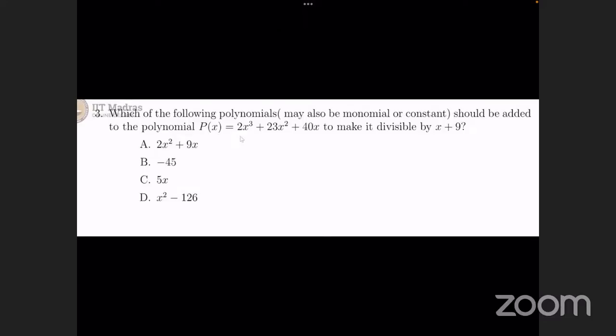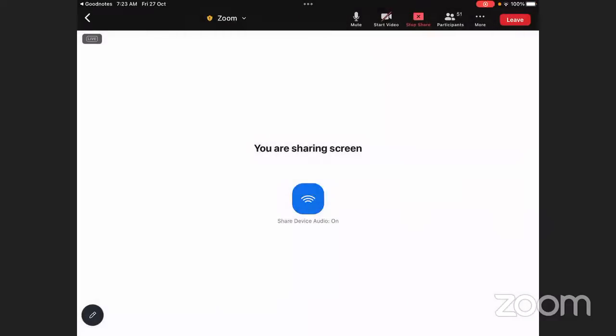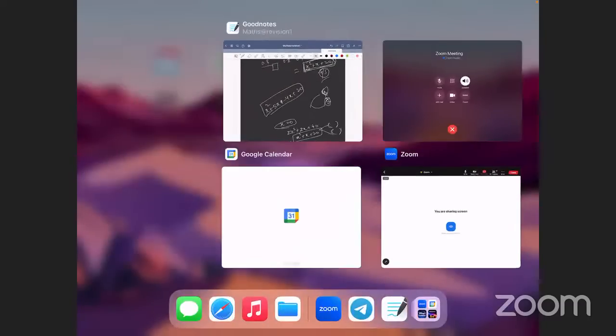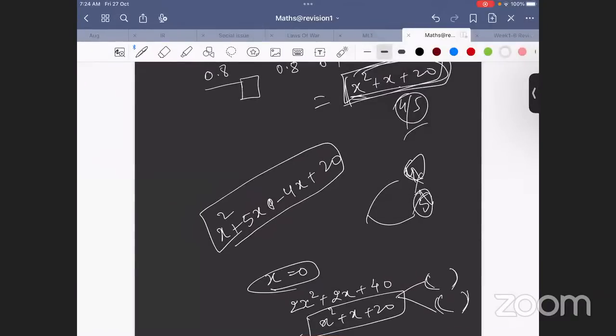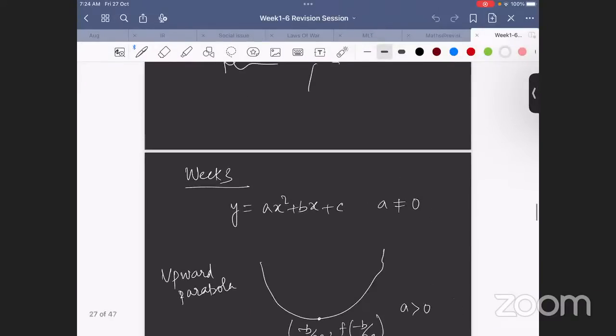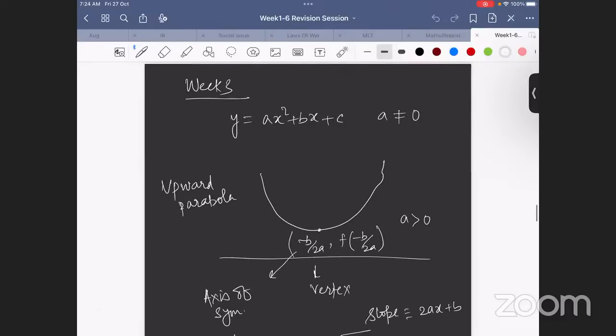Correct? Is it clear to you? Sir, one more thing: in the tutorial, when sir found his first option right, that is 45, he used to add it to the other options.